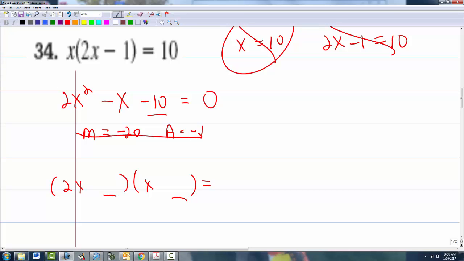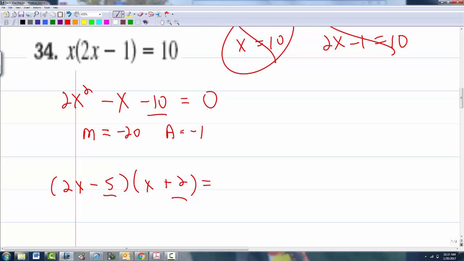1 and 10, I don't think so. 2 and 5, one of them being negative. Who knows what the answer is? 2x what? Minus 5, and then what? Plus 2. That gets me the negative 10. That gets me 4x and negative 5x. Those are the ones that are really handling factoring well. They understand the relationship. Okay, but if you don't, and sometimes it is hard.